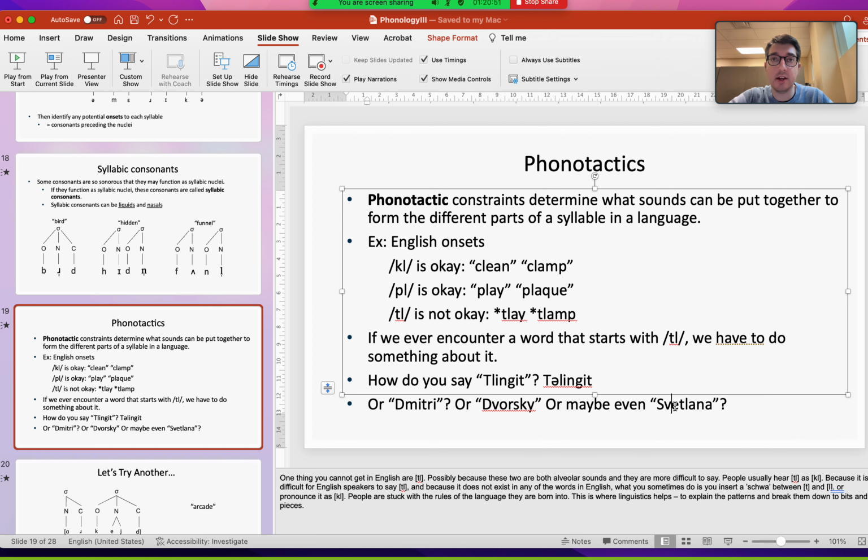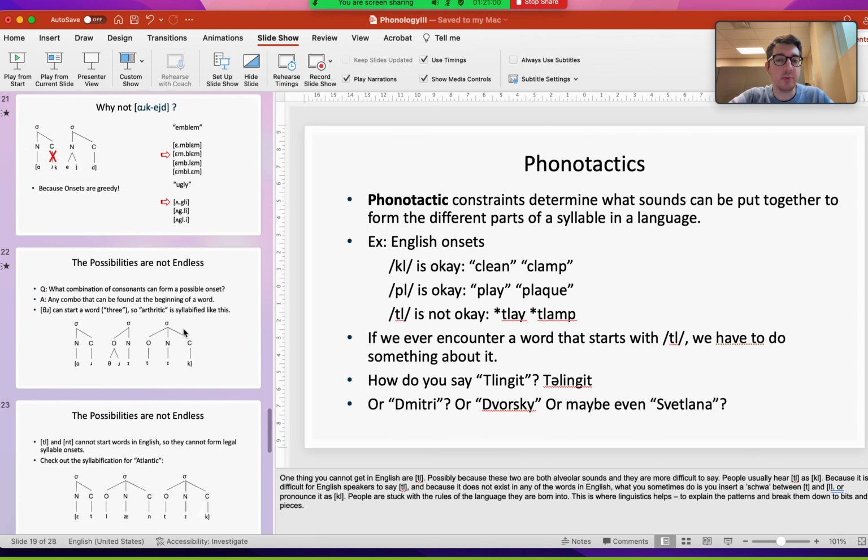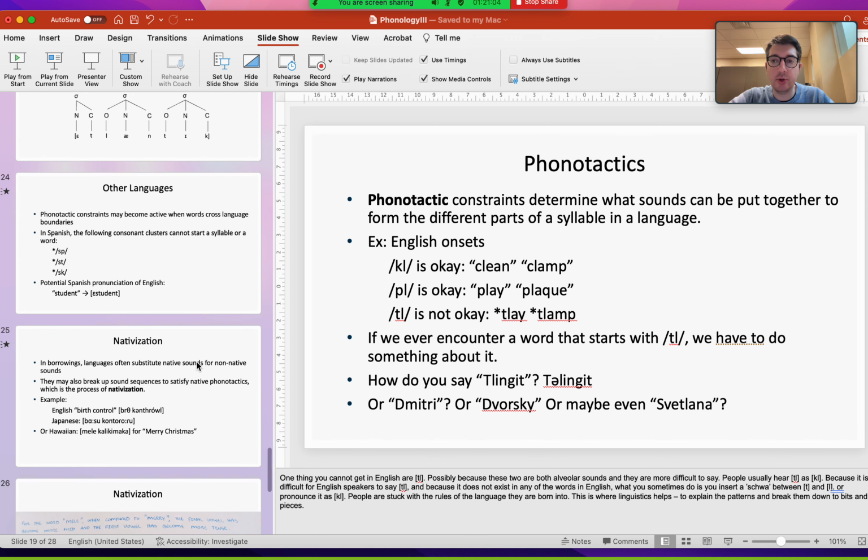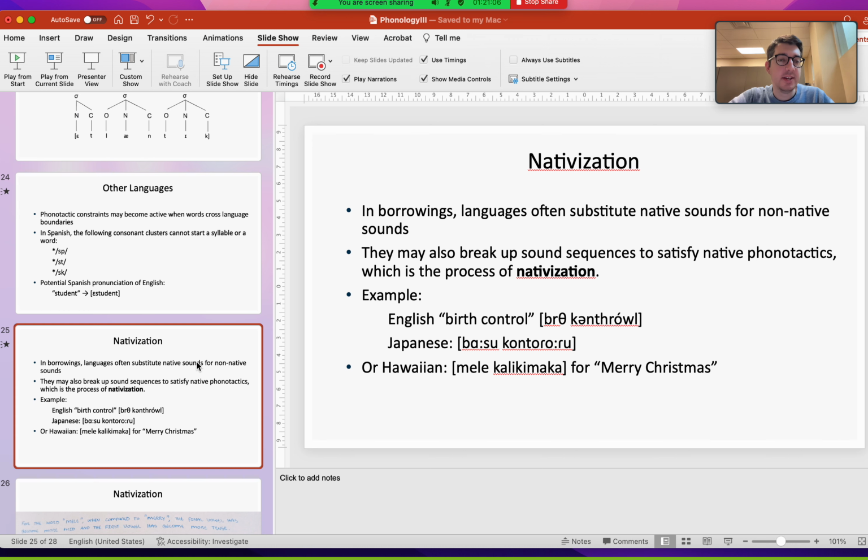Or Svitlana, whereby this could work, but Sevitlana or something like that should also be an option for you of nativization.